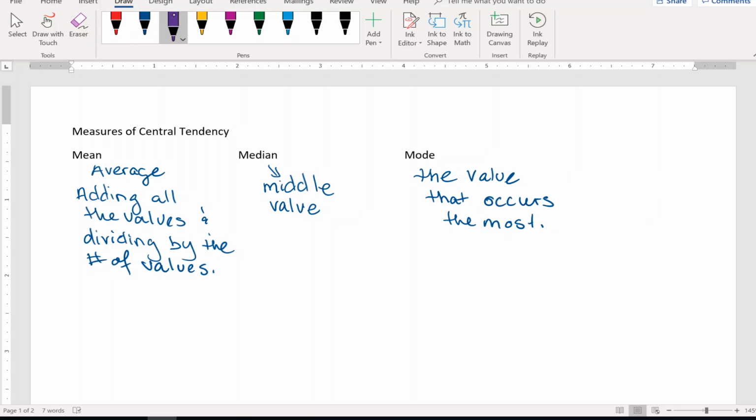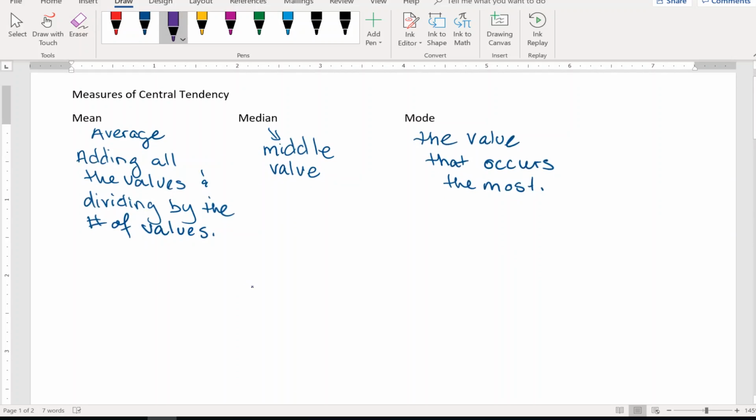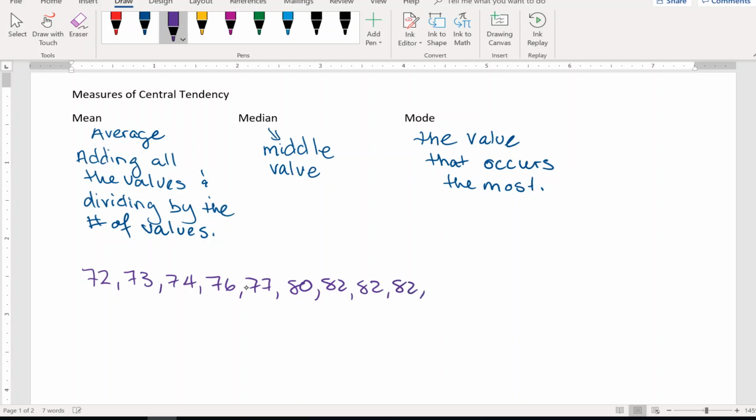So let's suppose somebody took a collection of math scores from a test. And so this is a sample of a population. And let's suppose that those math scores were 72, 73, 74, 76, 77, 80, 82, 82, 82, 83, 83, and 84.